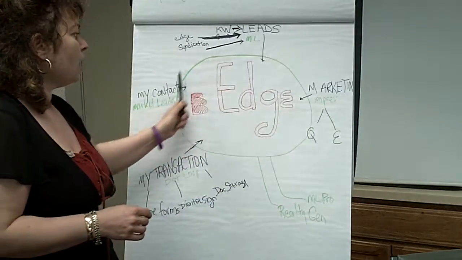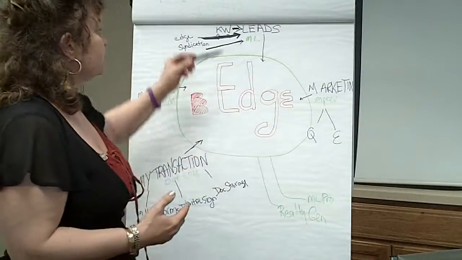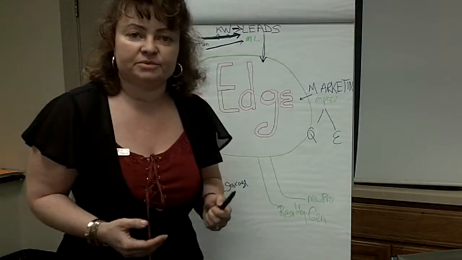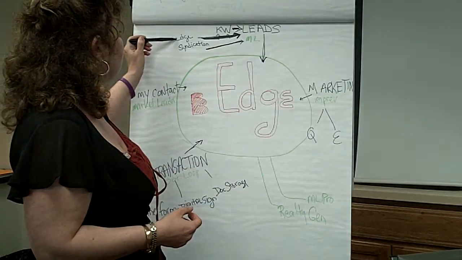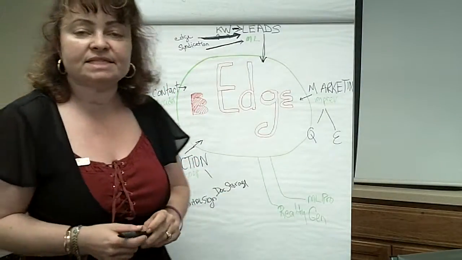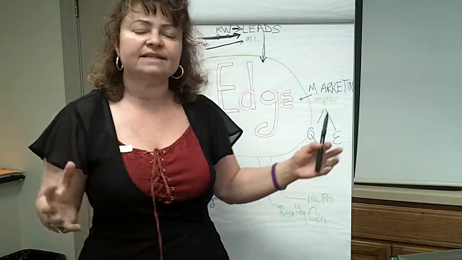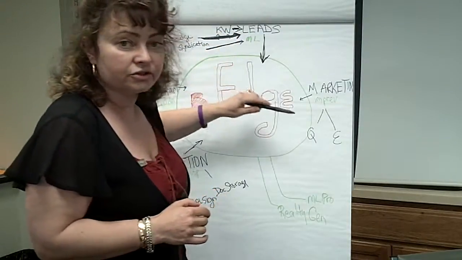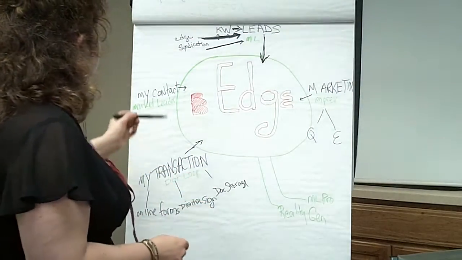eEdge is your hub to all of your elements. Your elements are leads. Leads come into eEdge. So basically, leads can come from different sources. They can come from Keller Williams sites. They can come from the eEdge website, which you also have. And they can come from syndications such as Trulia, Zillow. Those kinds of things can be collected and funneled through eEdge.